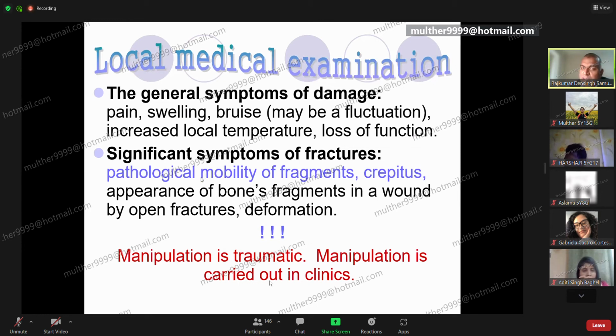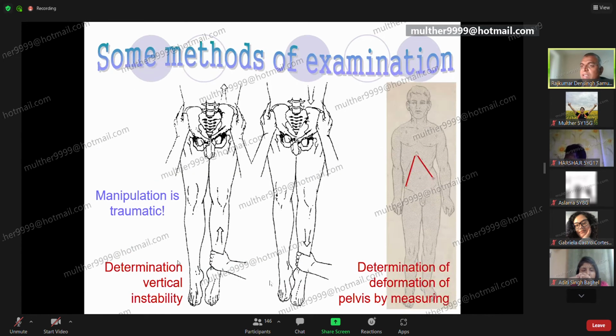In order to check pathological mobility or crepitus, we have to do some maneuvers, yes or no? When we do these maneuvers, it is very painful. It will be traumatic to the patient, so we should take this into consideration. There is a sign called the Larry and Verneuil sign, where we put the hand on the iliac crest and try to open the book or close the book. So Larry and Verneuil signs can be checked. Next, one more manipulation, to test vertical instability. One doctor puts the hand on the patient's hip, and another doctor, what happened?